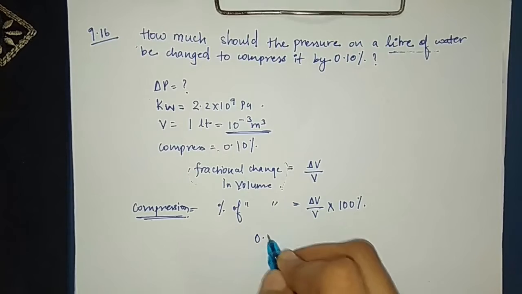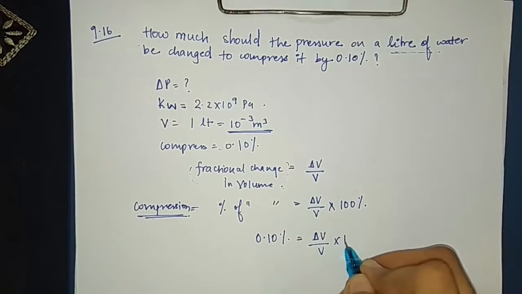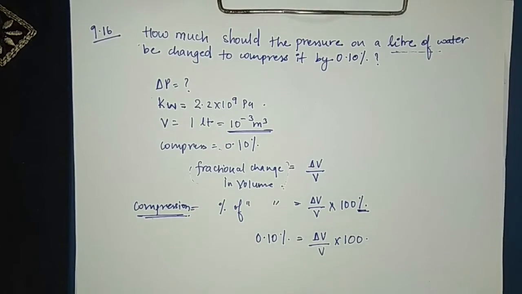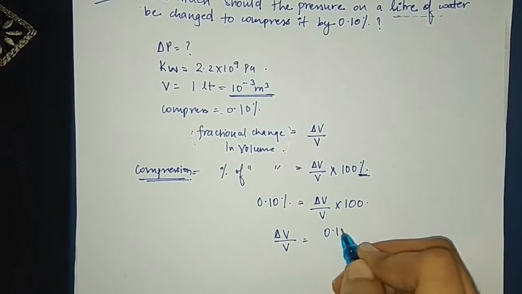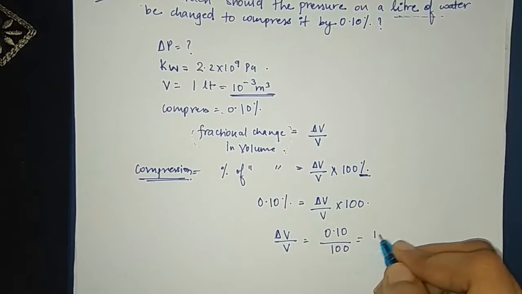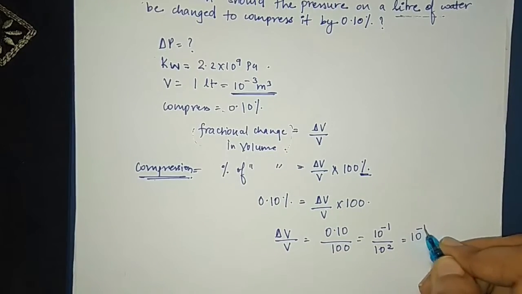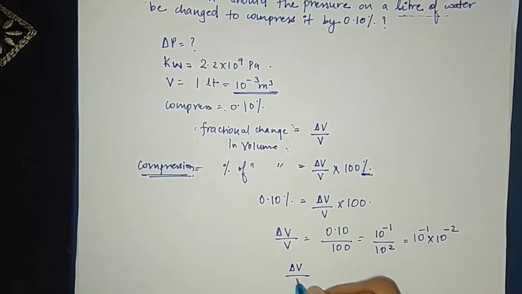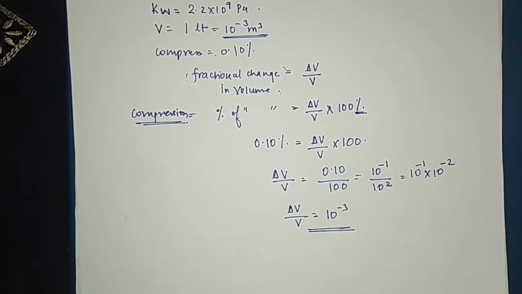So let's substitute. 0.10% is delta V by V times 100, where the 100 is just to show that it is in percentage. So delta V by V can be written as 0.10 divided by 100, which is nothing but 10 raised to minus 1 divided by 10 raised to 2, that is 10 raised to minus 1 multiplied by 10 raised to minus 2. So delta V by V is 10 raised to minus 3. It is a unitless quantity.